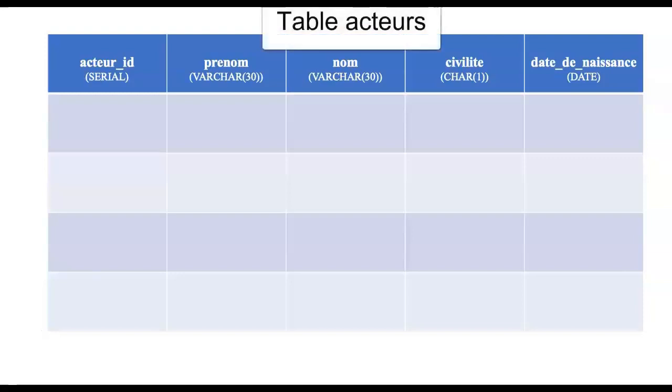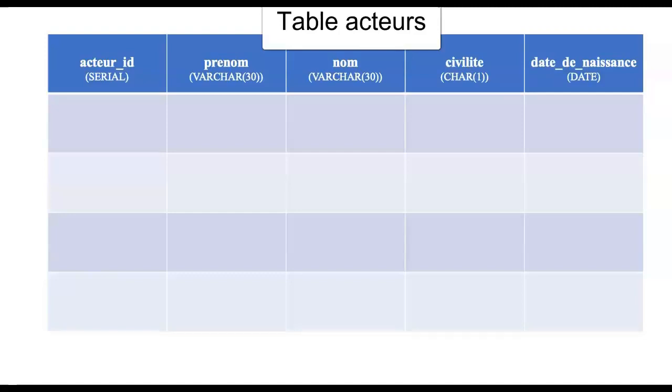Hello, in this video you will create your actor table. Here are 5 columns to which you have assigned data types. So the first column, actor ID, has a serial type. The first name column has a varchar type of 30 characters maximum. Same thing for the last name. And the title has a char type of 1 character. Basically here, it's a matter of giving the gender, M for male and F for female. Then the date of birth, date.